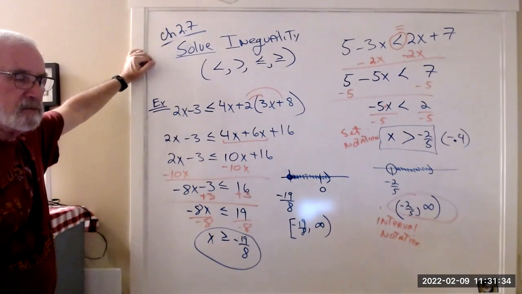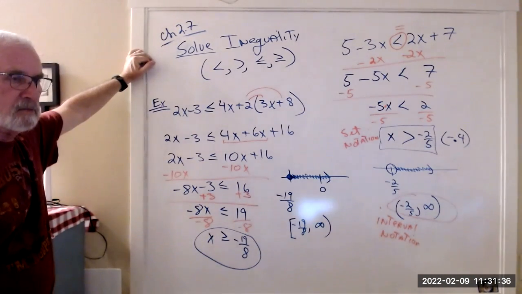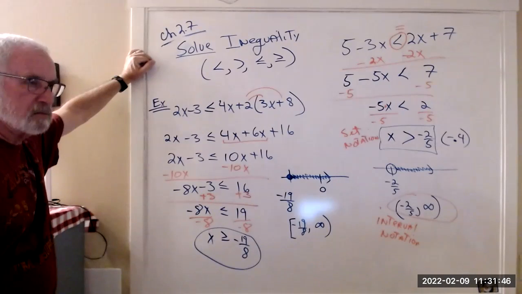How we doing? I had one other question. How would 19 over 8, would that be 2 3/8? Yeah, negative 2 3/8. All right, cool. I just want to make sure I was doing that right. That's okay.